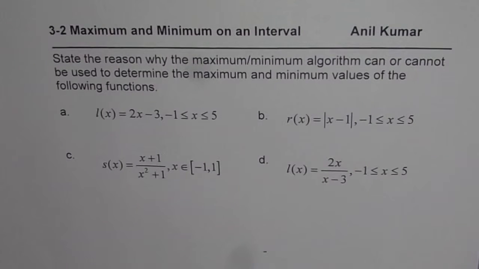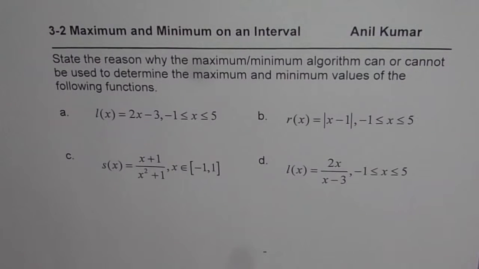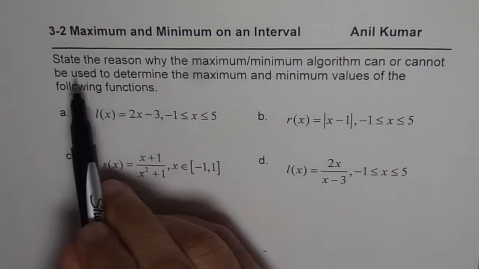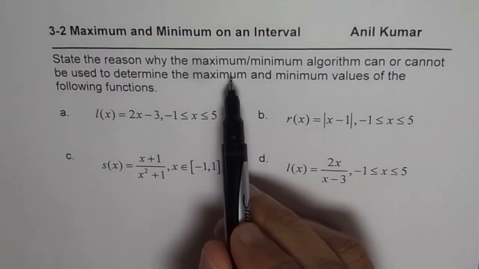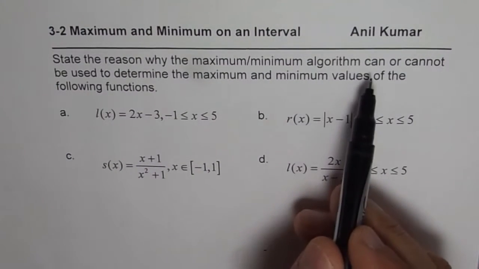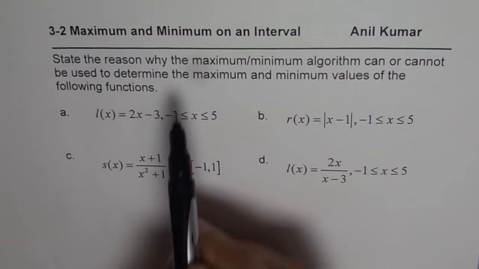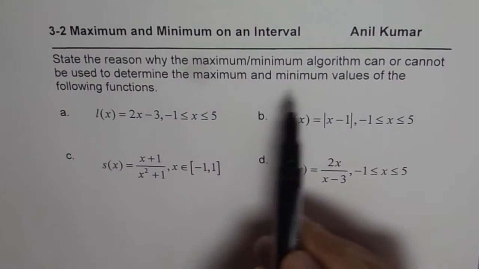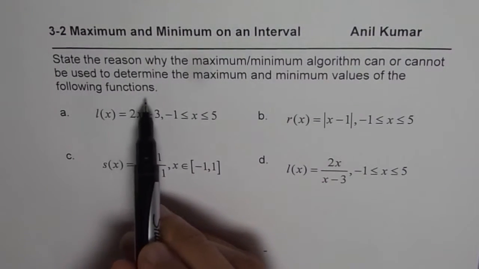I'm Anil Kumar, and here is a very basic question on finding maximum and minimum on an interval. I should have written absolute maximum and minimum on an interval. Now, the question here is state the reason why the maximum or minimum algorithm can or cannot be used to determine the maximum minimum values of the following functions.